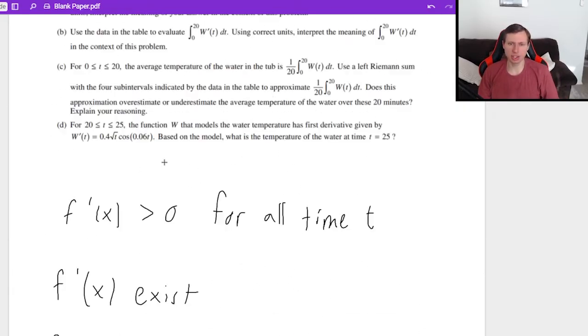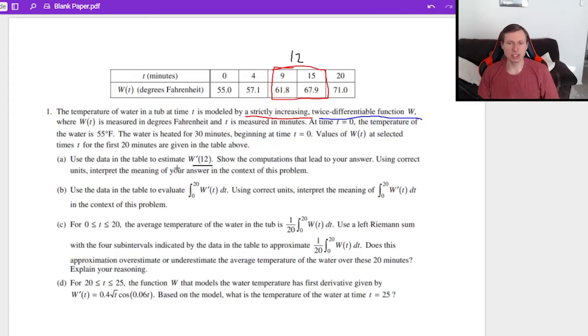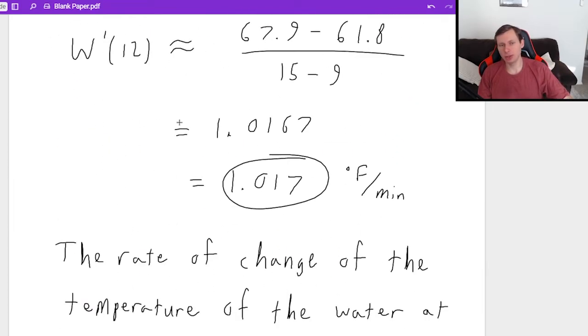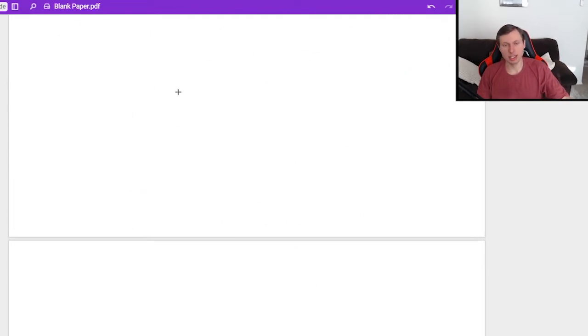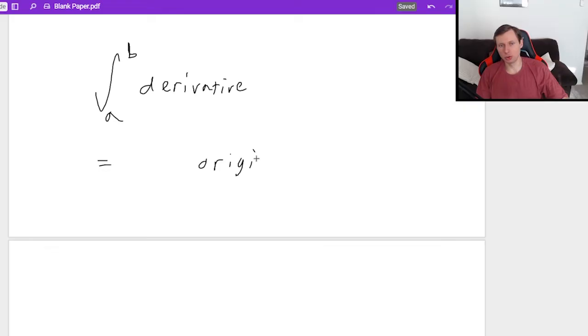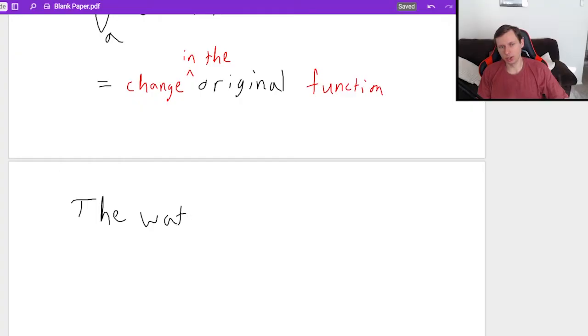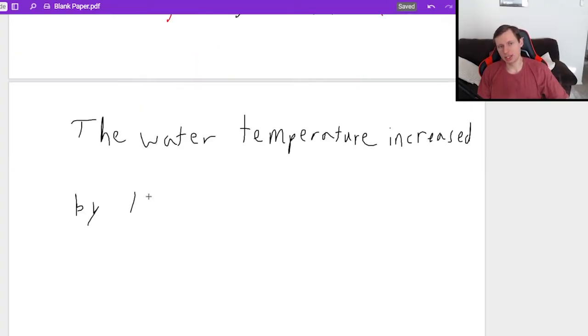And then they want us to interpret the answer based on the context of this problem. This is simply saying the change in temperature. I think you understand that once we got the math, like 71 minus 55, that's just the change in temperature from 0 to 20. You just subtract the initial and the final. And the reason how I knew that was true is basically because if you take the integral of a derivative and you have some bounds, let's say a to b, then what you get is not just the original function, but because of the bounds, it's the change in the original function. So how I'd write that in English, the water temperature increased by 16 degrees Fahrenheit during the first 20 minutes. And there we go.